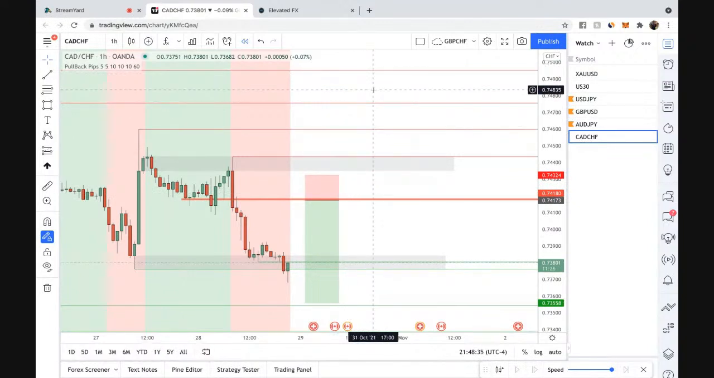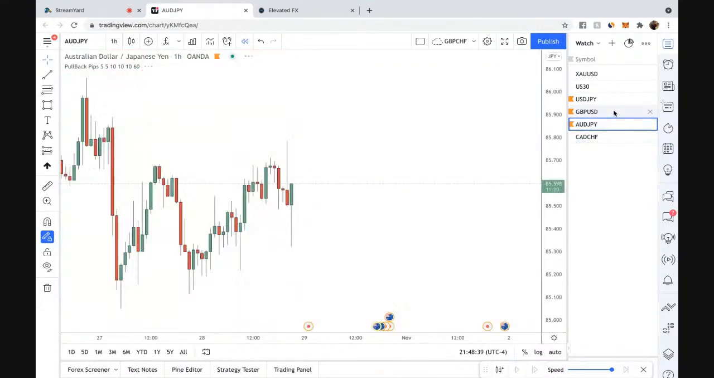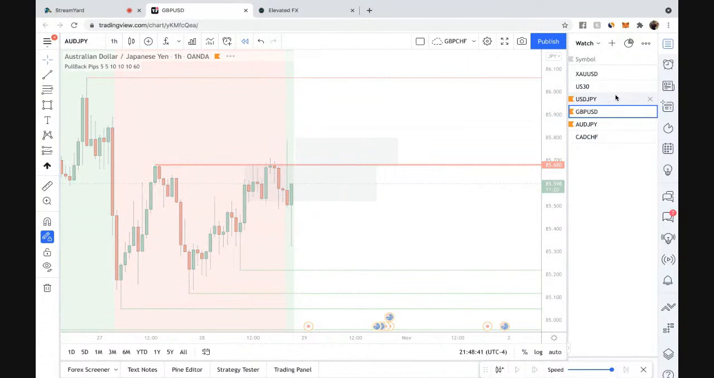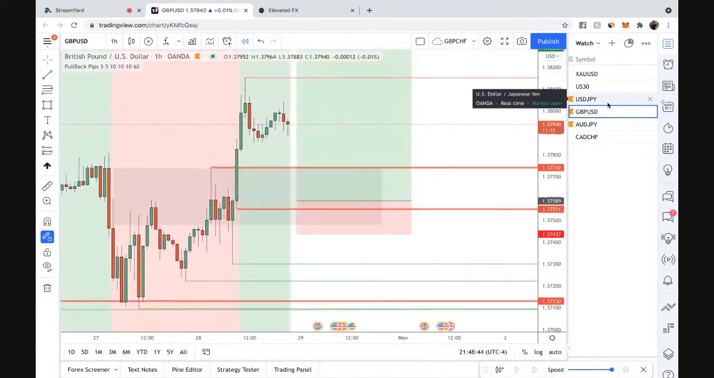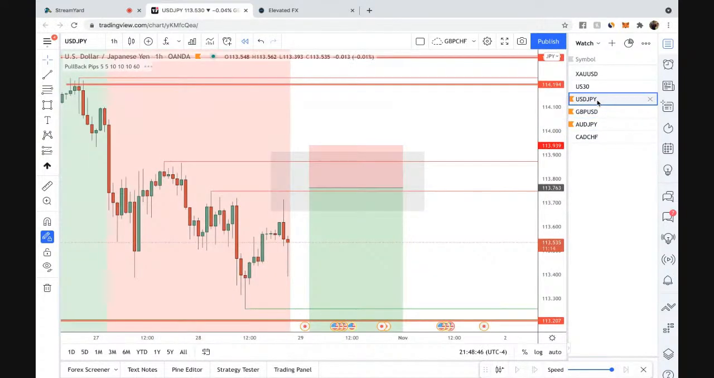Hopefully that helped you understand how to utilize these systems and tools and put them together. Some charts are going to look good. Some of them aren't going to look as good. So make sure you're trading and confirming the ones that look good, right?